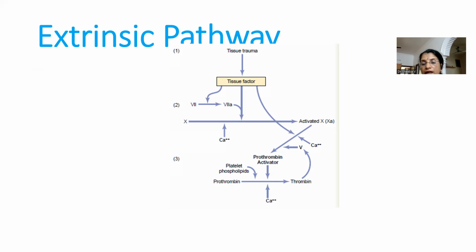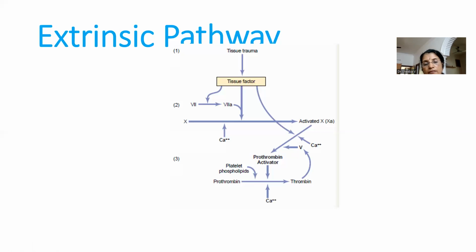Actually, the activated factor 10 forms the prothrombin activator complex. Here you can see the activated factor 10. Activated factor 10 in the presence of calcium ion and factor 5 forms the prothrombin activator.